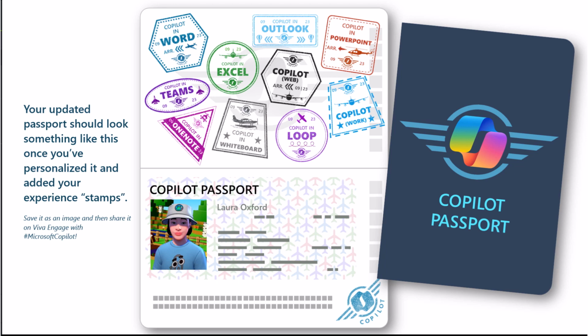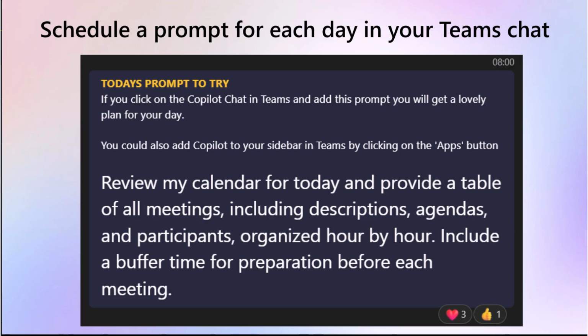Something else we also created was this Copilot passport theory. You get a stamp for every place that you've used Copilot until you've filled up your book. You've got to prove that you've used it. It's just a little bit of visual fun as well.